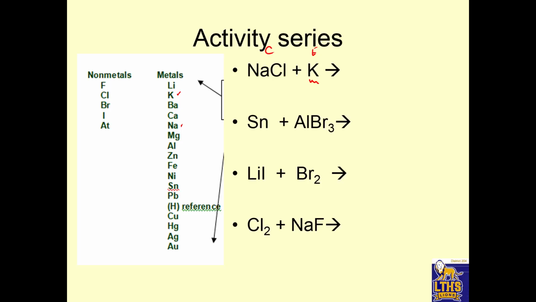Okay, so potassium's more active than sodium, so then we have to put potassium, which is the +1, together with chloride, which is the -1, so we get KCl. What got kicked out? Sodium got kicked out. And then we just double check that we're balanced.